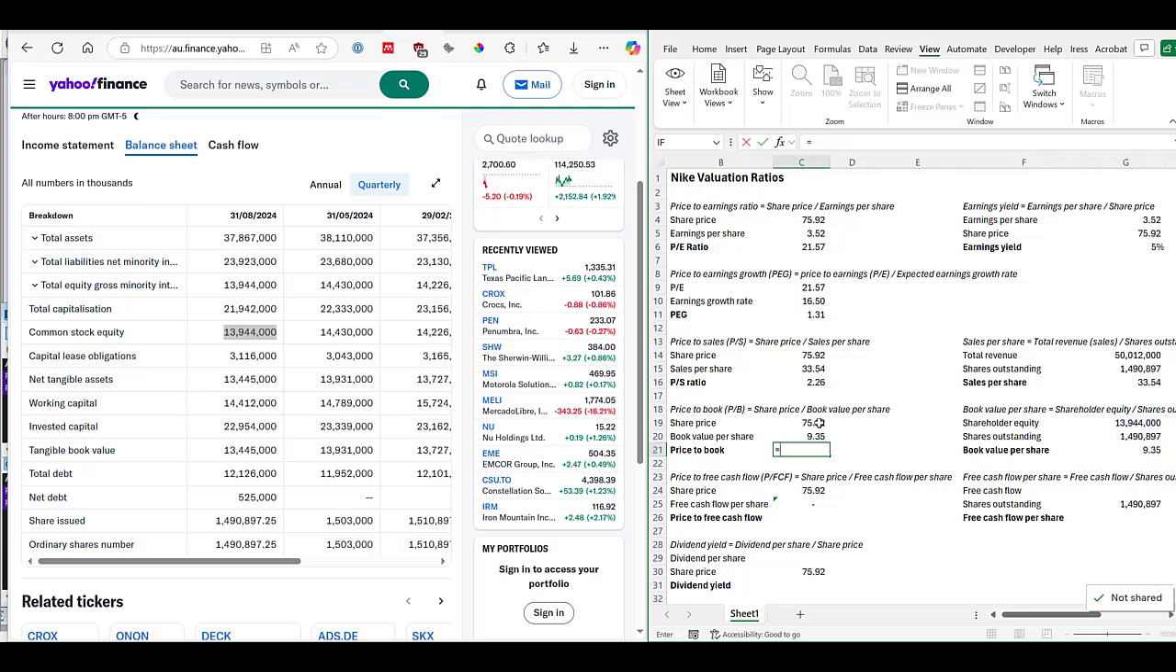Now we can calculate the price to book. Take the share price of 75.92 and divide it by the book value per share of 9.35 gives us the price to book of 8.12. This means you are paying $8.12 for each dollar of shareholder equity or book value.